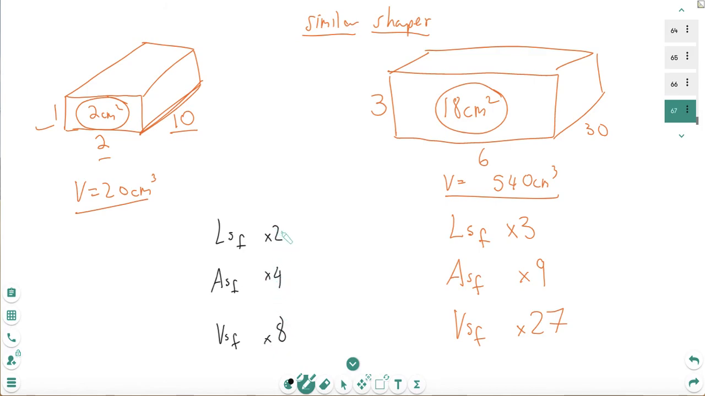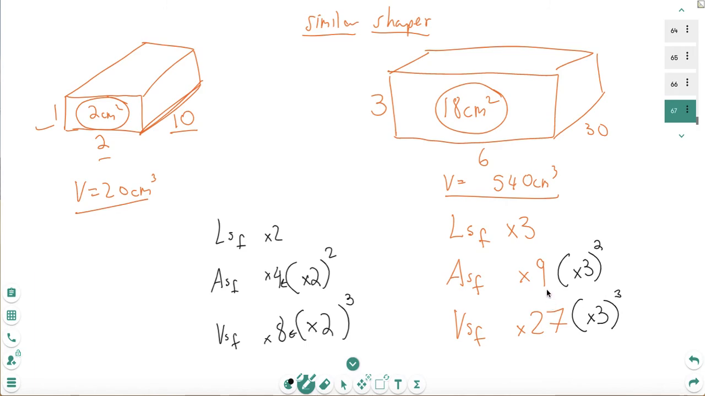Well, what you should see, guys, is if the length scale factor is times 2, the area scale factor is basically the length scale factor, which is times 2, squared. 2 squared is 4. And the volume scale factor is basically the length scale factor cubed, because 2 cubed is 8. And it's the same thing here. The area scale factor is basically the length scale factor squared. 3 squared is 9. And the volume scale factor is basically the length scale factor cubed, because 3 cubed is 27. So we can turn this into a little cheat sheet.